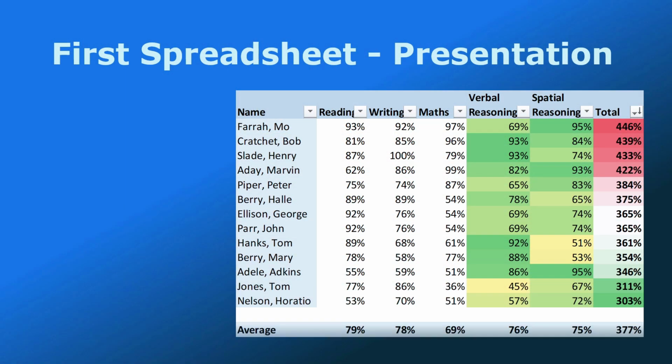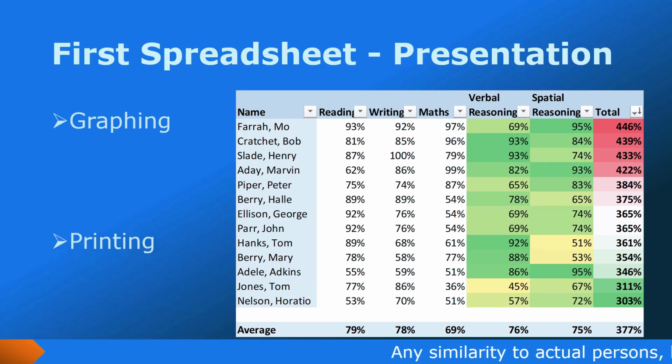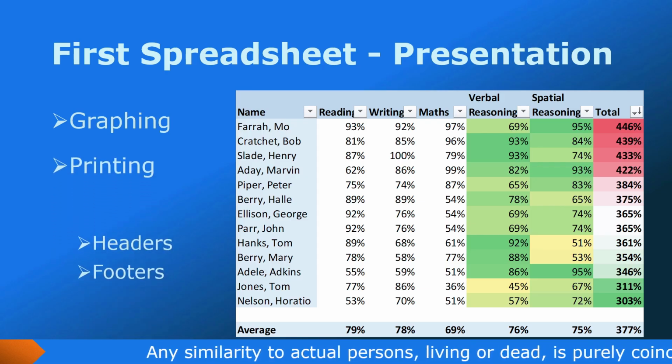In the last session, we created this data of student scores on 5 tests and calculated the average for each test, using conditional formatting to highlight students requiring additional support. This session, we're going to graph our results and print off the final analysis with titles and footers.